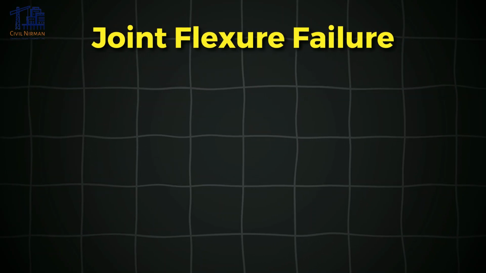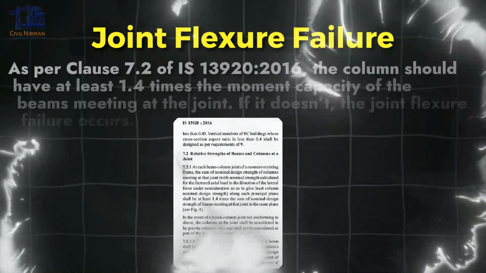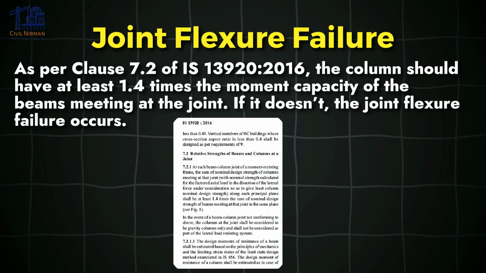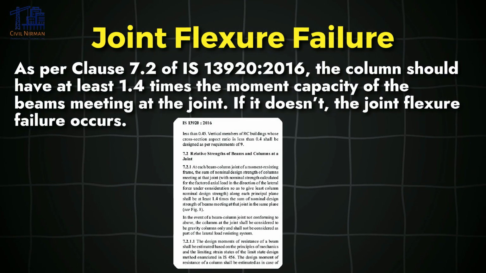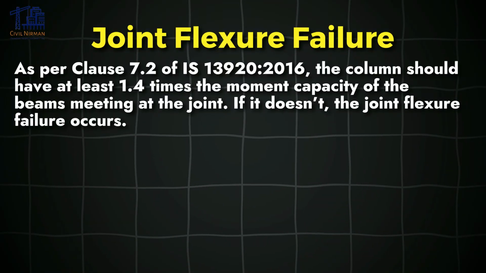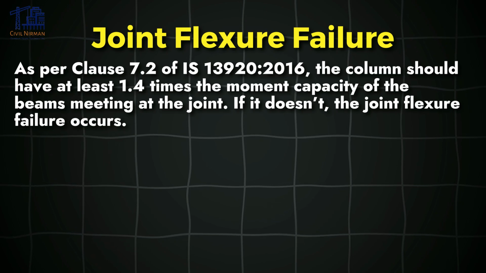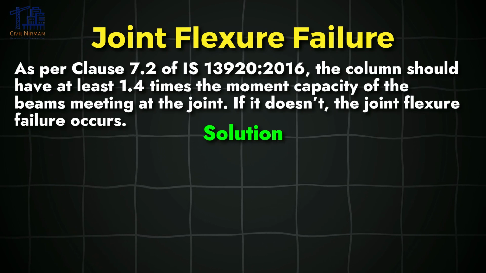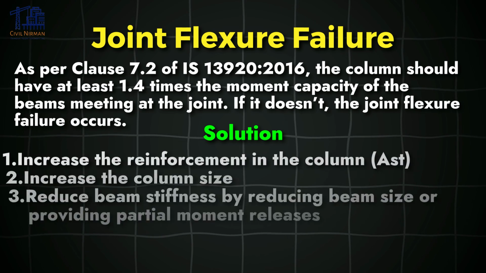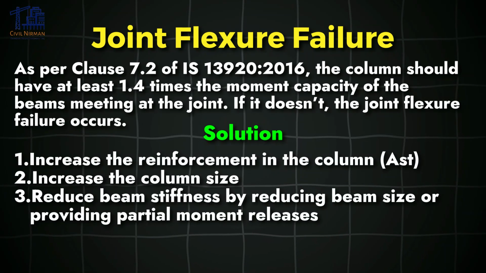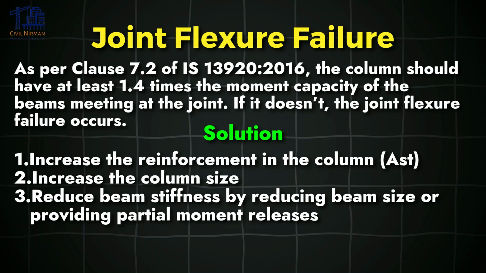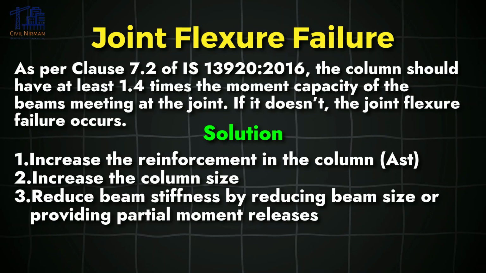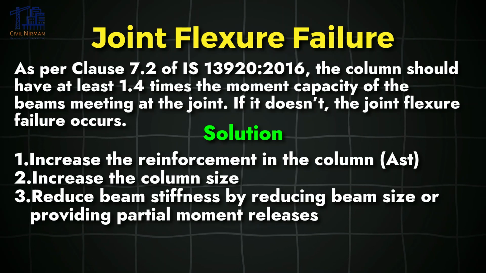The second one, joint flexural failure. As per clause 7.2 of IS 13920, the column should have at least 1.4 times the moment capacity of the beams meeting at the joint. Now if it doesn't, the joint flexural failure occurs. Now what is the solution for this? Either you can increase the reinforcement in the column, increase the column size, or reduce the beam stiffness by reducing the beam size or provide partial moment release.